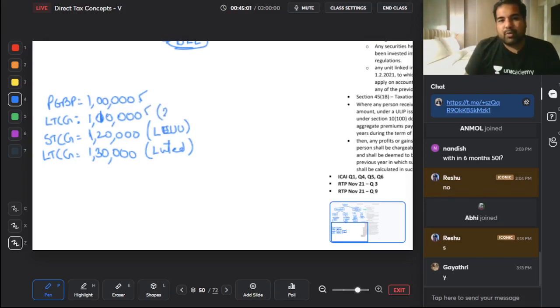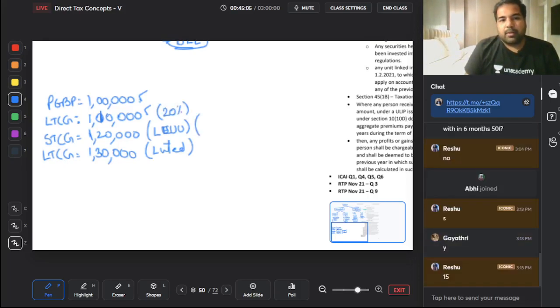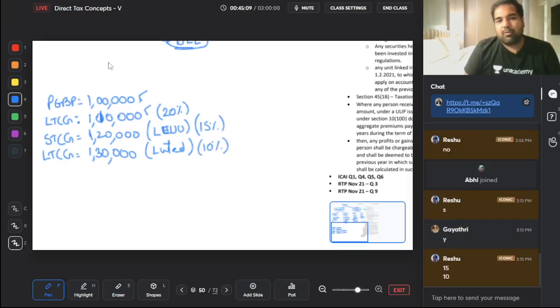Let's put the rates. This is taxed at 20% flat. This is taxed at 15%, and this is taxed at 10%. Above 1 lakh it is taxed. So these are the 4 incomes. Now what is your basic exemption limit? Your basic exemption limit is 2,50,000.